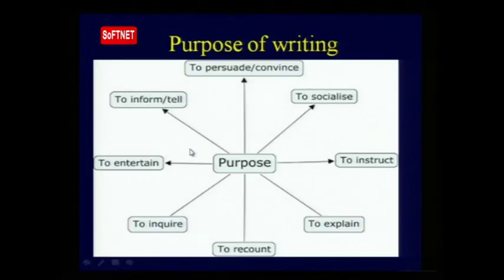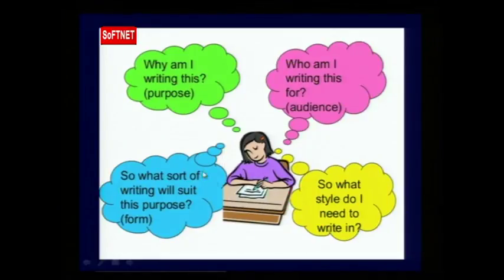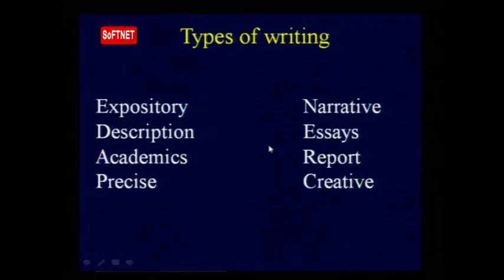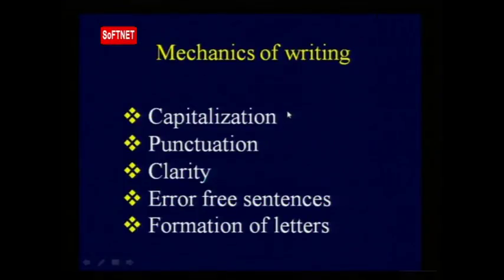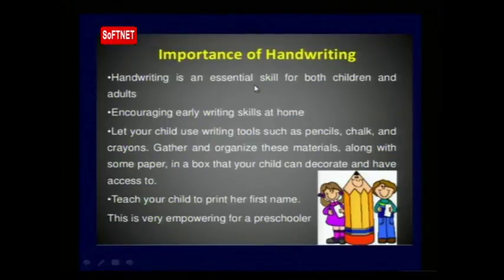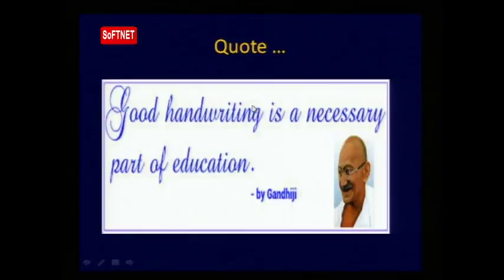So this is the purpose of writing. Now this student is thinking, what do I write? Why am I writing this? Who am I writing for? What do I do? So she is thinking, and the different types of writing are all these, and we have a different variety of writing processes which are different stages of writing processes, and you also have the mechanics of writing which you should keep into consideration when you write. And the last quote, what Gandhi said is, good handwriting is a necessary part of education. So if we have to be educated, we have to write neatly.